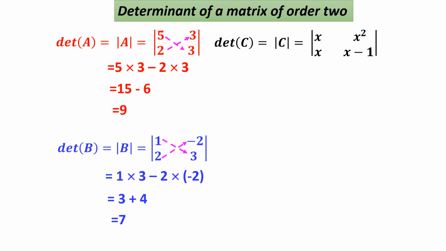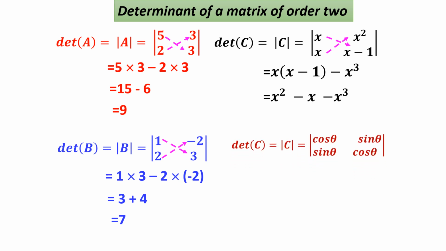Take the next example where you are having expressions instead of numbers. x should be multiplied with x minus 1 and x should be multiplied with x square. x into x minus 1 minus x cube. Therefore, you are getting a polynomial.